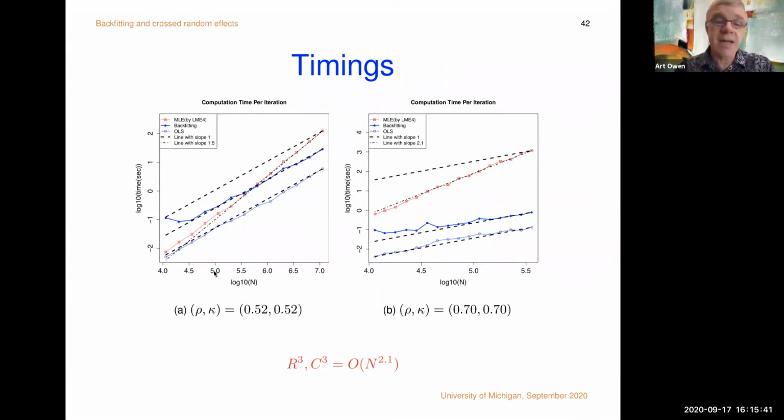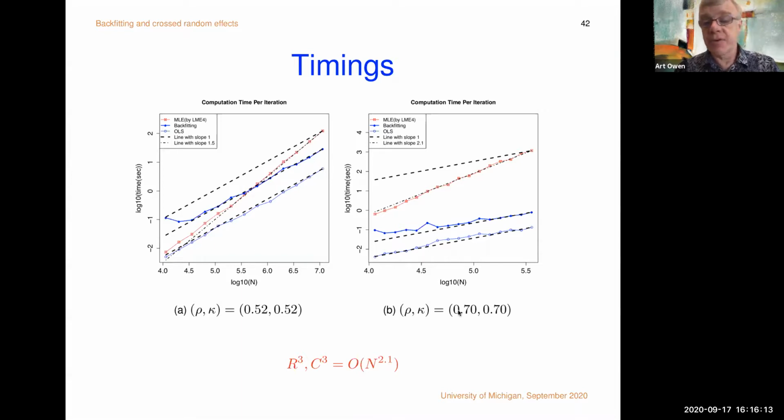Here are some timing data. So here, if you take rho and kappa as 0.5, and then you run LME4, that's Doug Bates' code, the best code, I think, you would find that the cost grows along this line, and this is a slope 1.5 on a log-log. So we're getting n to the 3 halves. Our backfitting starts here and then grows like order n. And plain ordinary least squares also grows like order n.